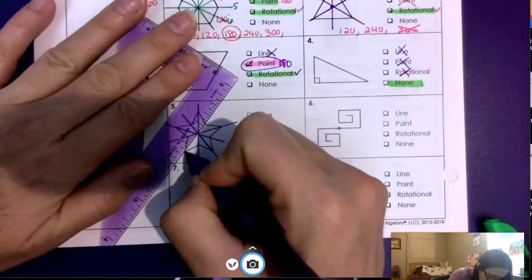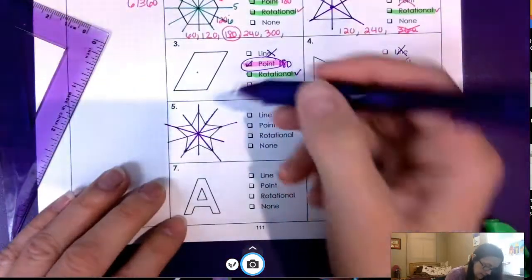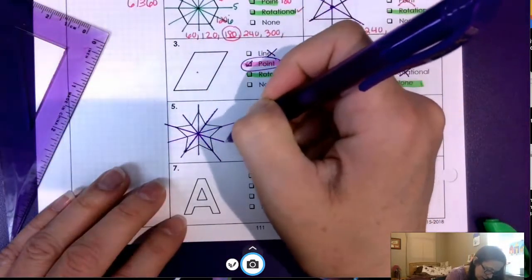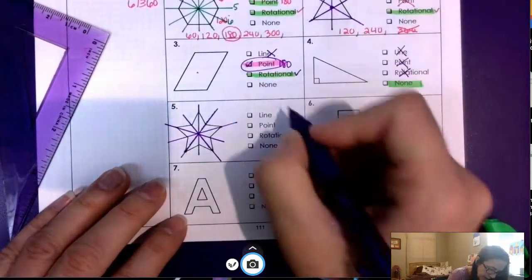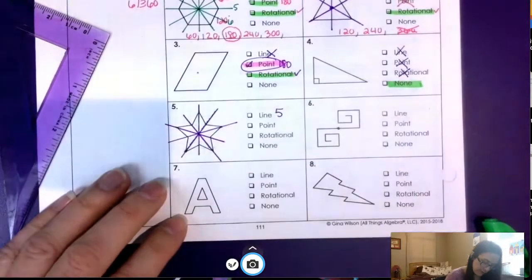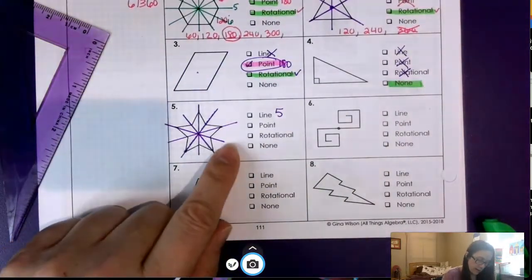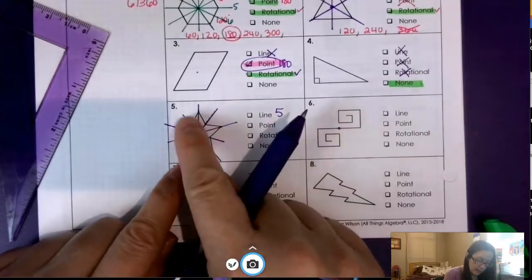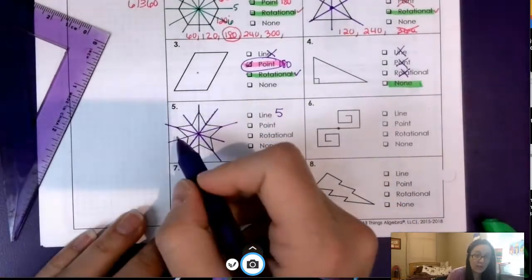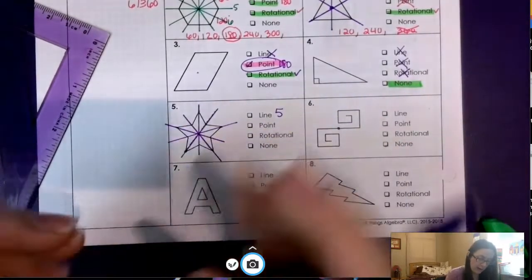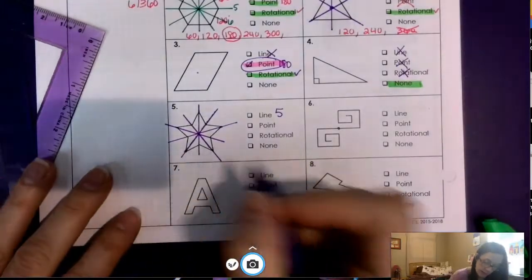And if I do that at all of the points, how many did I have? 1, 2, 3, 4, 5. I end up with 5 lines of symmetry here. Okay, do I have rotational symmetry? Well, yeah, it's going to rotate, because there's 5 points, you can use your patty paper, and it's regular, it's going to be every 5.